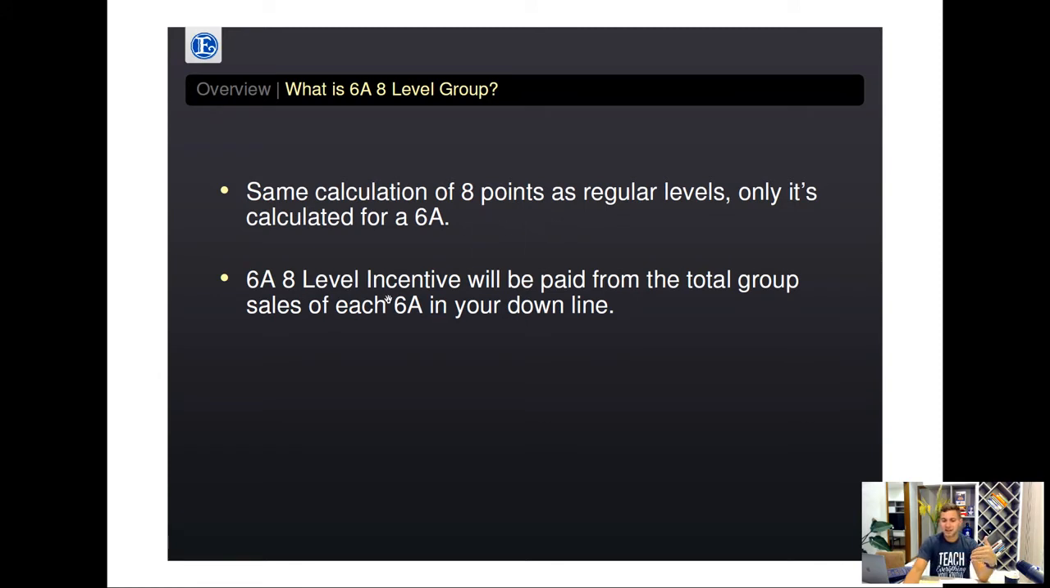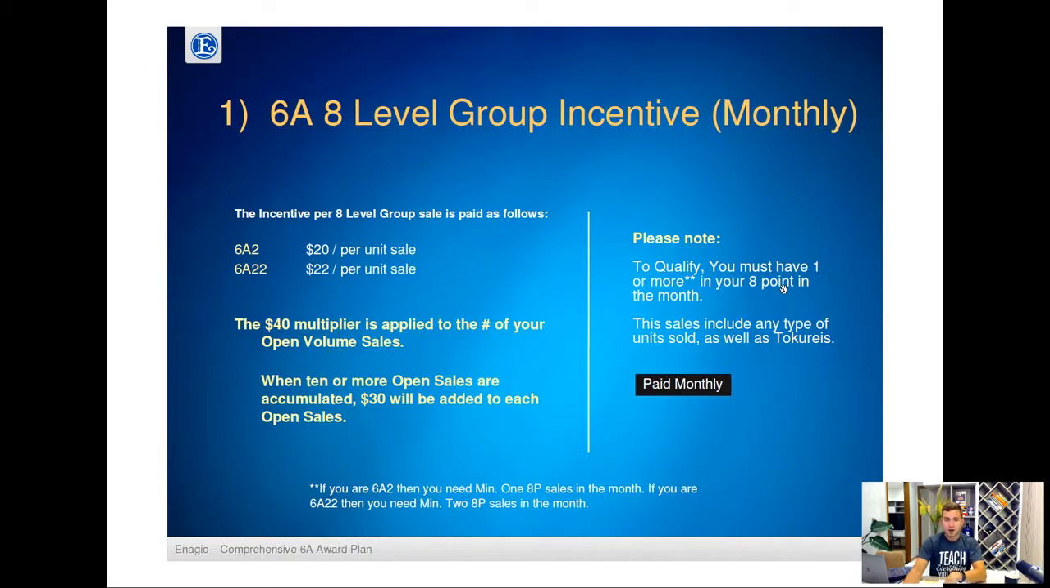Also, the 6A 8-level incentive will be paid from the total group sales of each 6A in your downline. So there are two different criteria here, and don't worry, it might get a little complex, but be sure to pause the video if you need to really comprehend what's going on here. There are really just two things we're going to cover in this video: the monthly awards and incentives, and the quarterly. All right, so number one, let's touch on monthly.